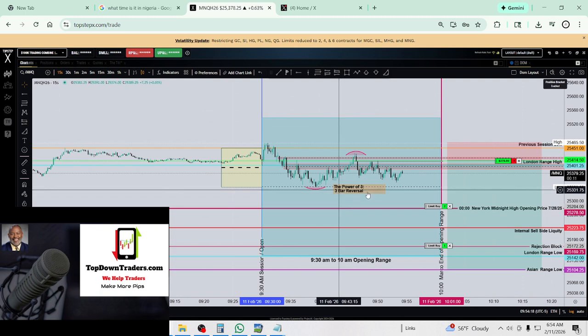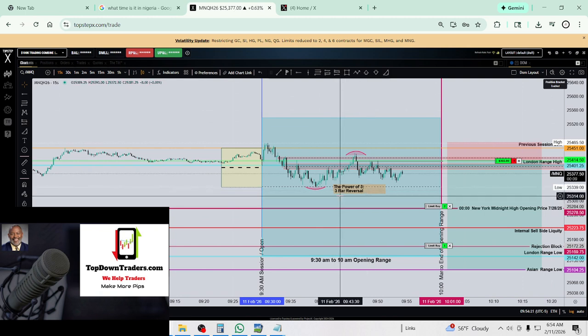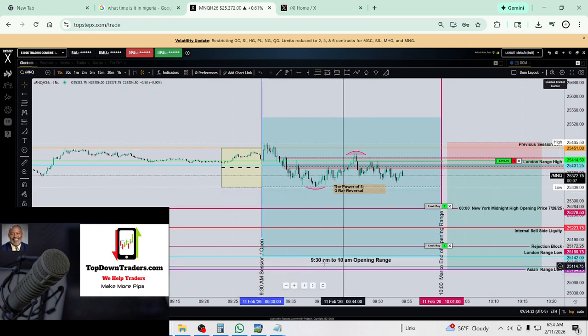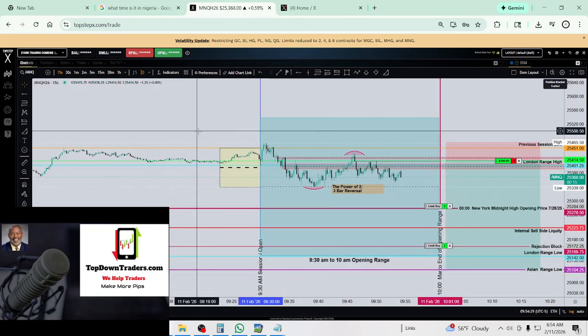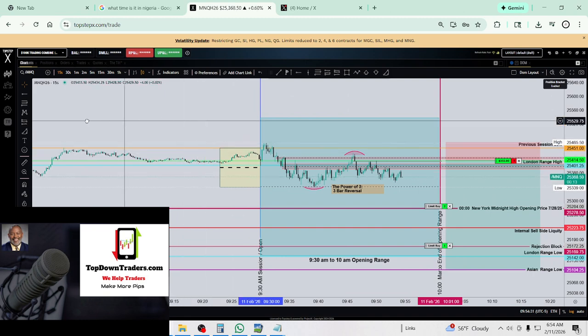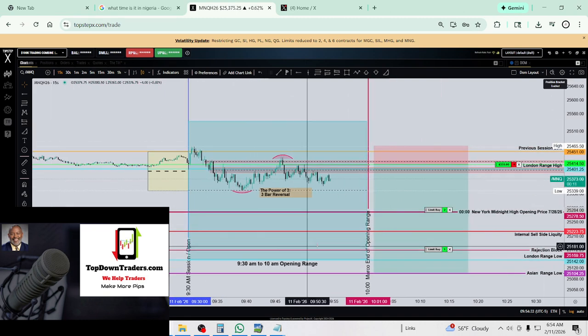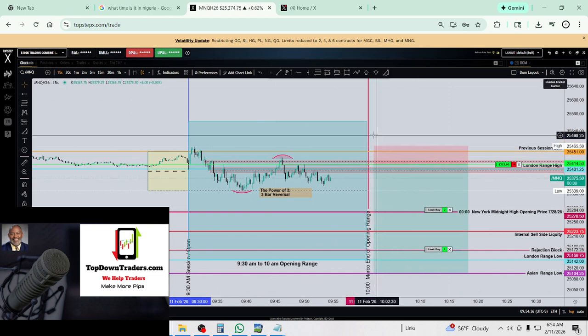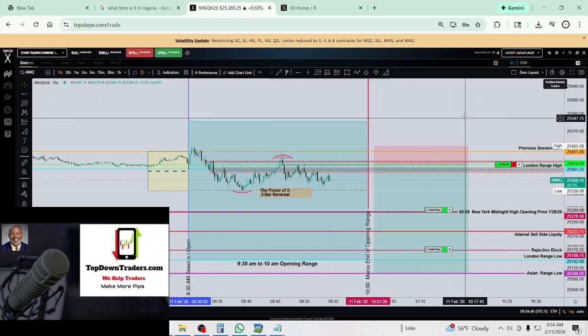So we talked about the power of three or 3-bar reversals. This is the 9:30 to 10 a.m. opening range. It ends at 10 o'clock. And after 10 a.m., I'm going to be looking for the highest high between 10 a.m. and noon. Okay.